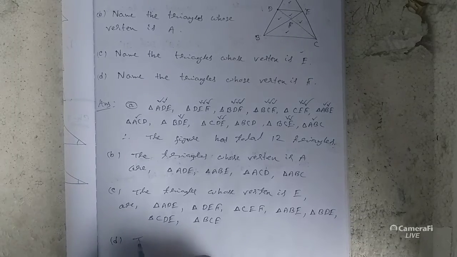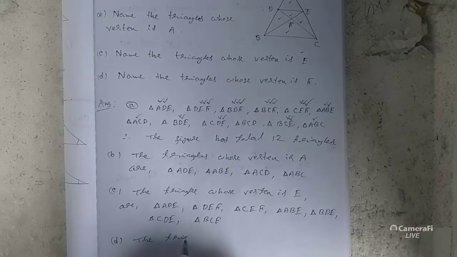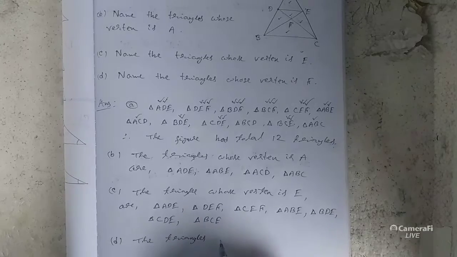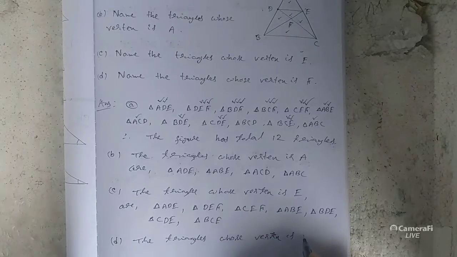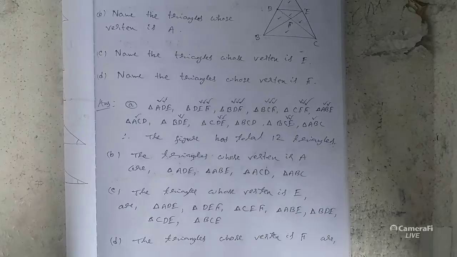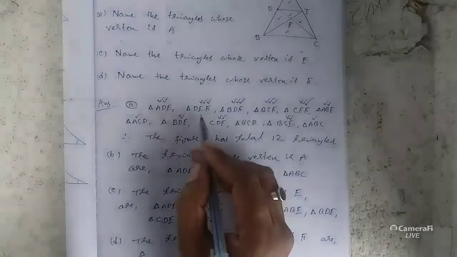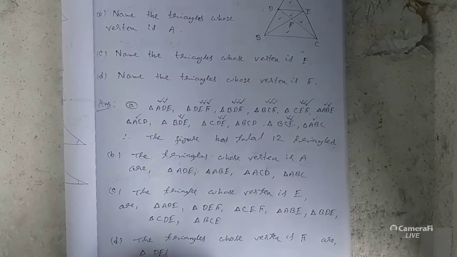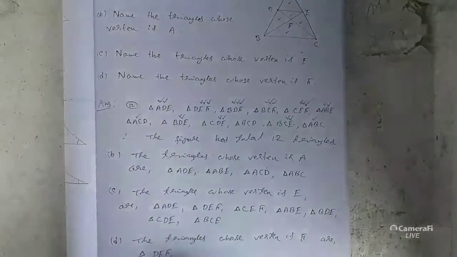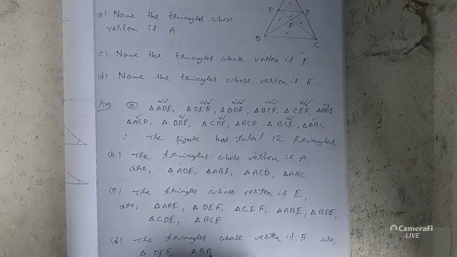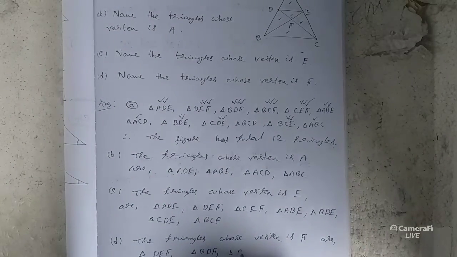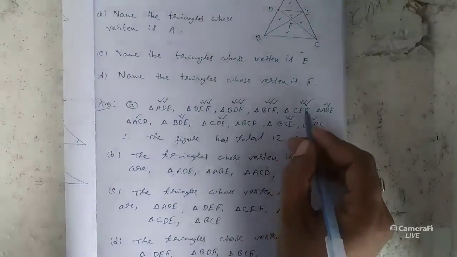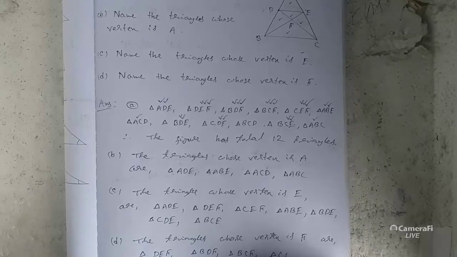They are the triangles whose vertex is F. These are the triangles DEF, BDF, BCF and CEF.